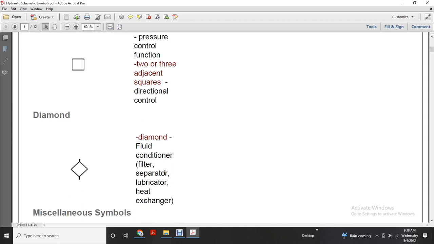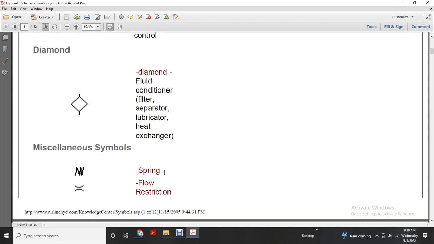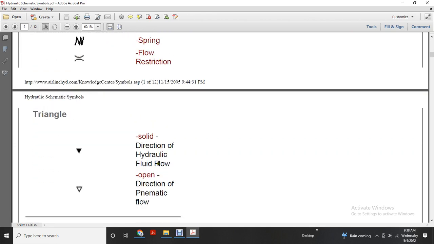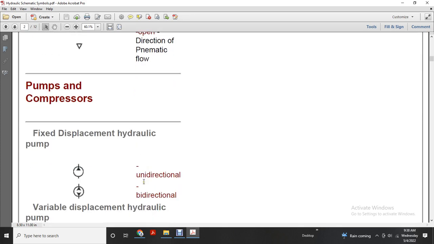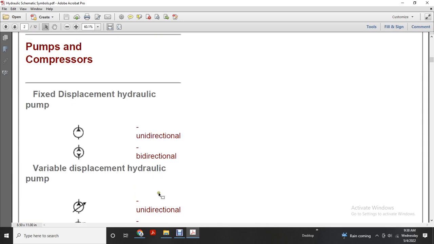A diamond is a fluid conditioner: filter, separator, lubricator, heat exchanger. A spring is a zigzag, or two close concave and convex lines. Flow restriction. A filled-in arrowhead shows the direction of hydraulic flow, a hollow arrowhead shows the direction of pneumatic flow. Pumps and compressors: a filled-in arrowhead on top of the circle, unidirectional, pointing towards the outside of the circle; two of them pointing towards the outside of the circle is bidirectional.